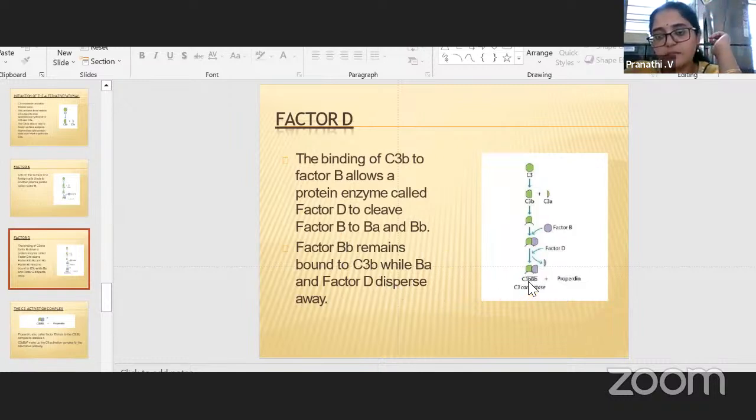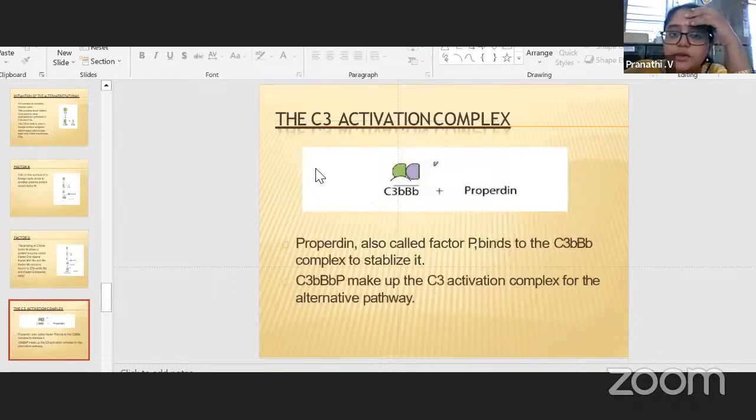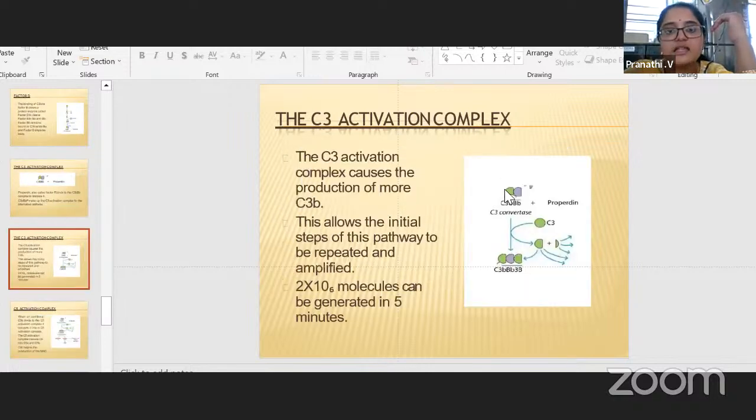So you have C3bBb, which is known as your C3 convertase, along with properdin, also called factor P, which is going to bind with this complete C3bBb complex. This whole thing will be stabilized. So this is your C3 activation complex. This again helps in production of more C3b, and all of this is repeated, taking place in a time of around 5 minutes.